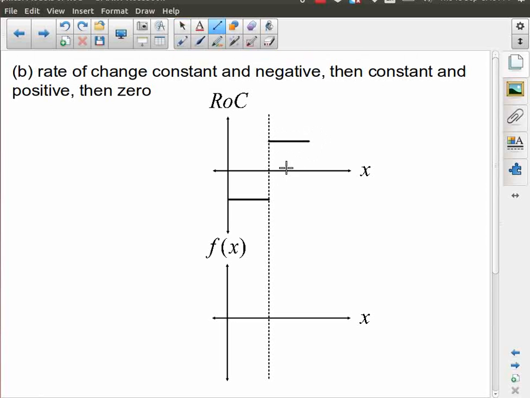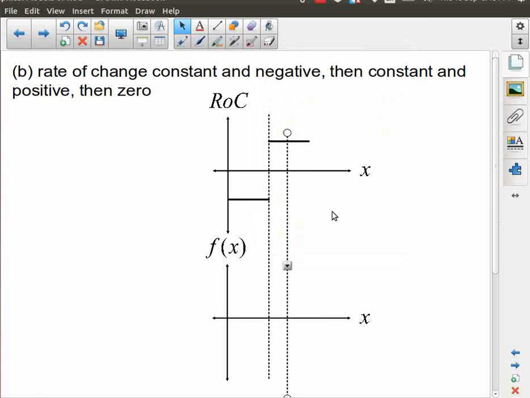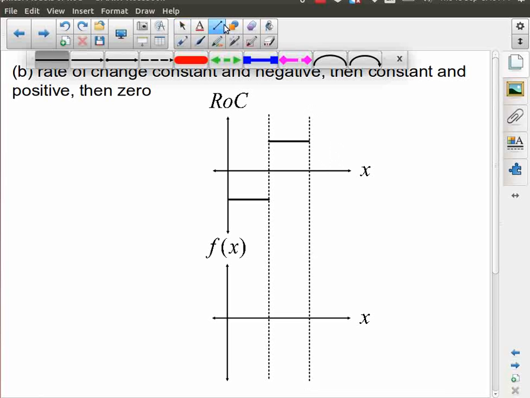And then once again, I'm just going to take a duplicate. I've got this nice dotted line that I'm using to line things up. So I will clone that and move that over to here. And then finally it says I have a 0, a rate of change of 0. So it's going to go along there.